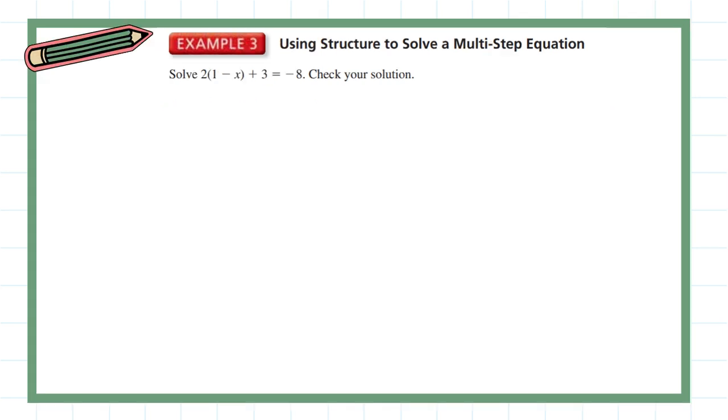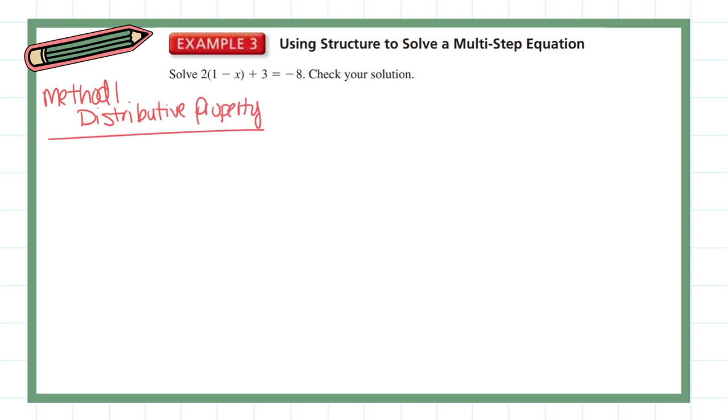Using structure to solve a multi-step equation, example 3. We're going to solve this, and I'm going to give you two methods. Method 1: we're going to use the distributive property. Let me divide this over here.